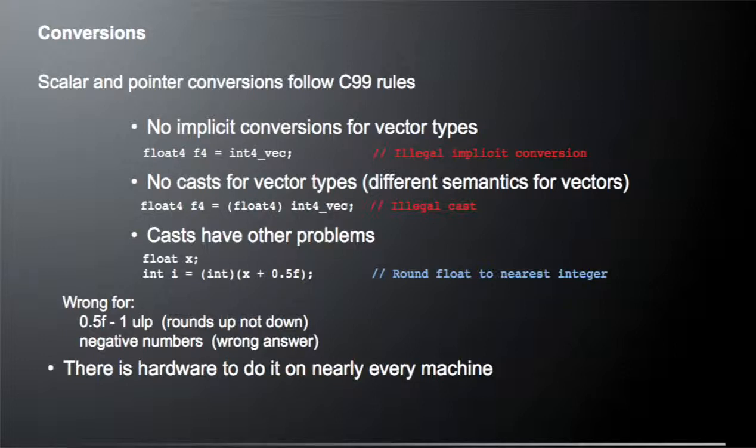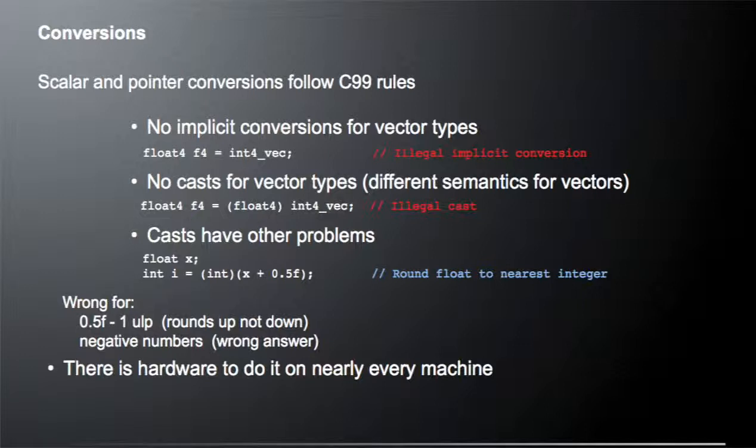So casts have other problems. Let's say that we have float x plus 0.5 and then we want to cast it to an int. The problem is that if you're at very, very small values of x, very close to running out of precision, you could end up rounding up instead of down when you're supposed to.